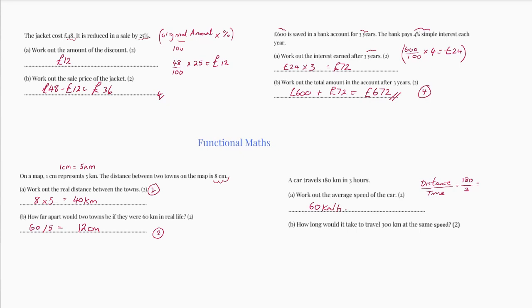How long would it take to travel 300 kilometres at the same speed? So now we're using a different formula. We're looking at time. And time equals distance over speed. So our distance is 300, and we're going to divide it by our speed, which we've just worked out as 60. So the answer is 5 hours.